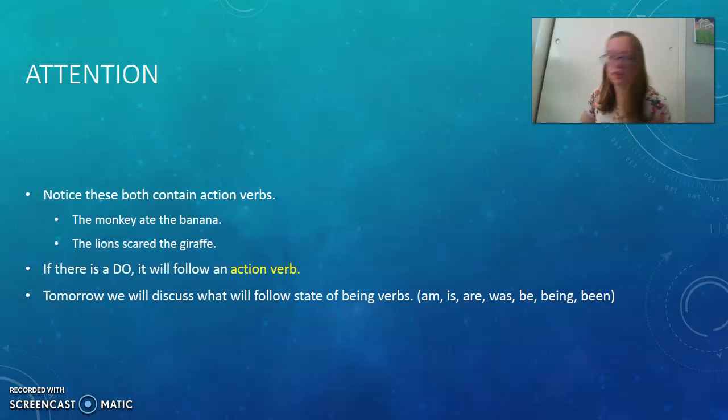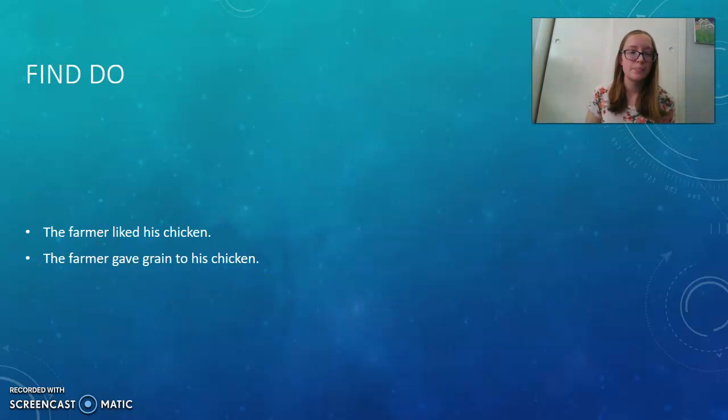These two example sentences had something in common. They both had action verbs. Anytime you have a direct object, it has to come after an action verb. An action verb is anything that expresses action, like running away. And tomorrow we'll discuss state of being verbs, like the monkey is sad. What would that be indicating? We'll learn about predicate adjectives tomorrow.